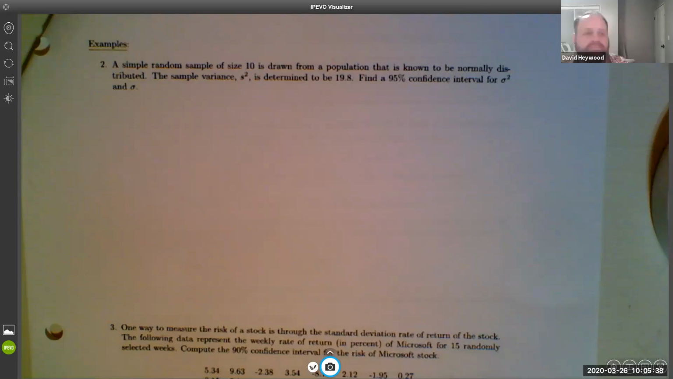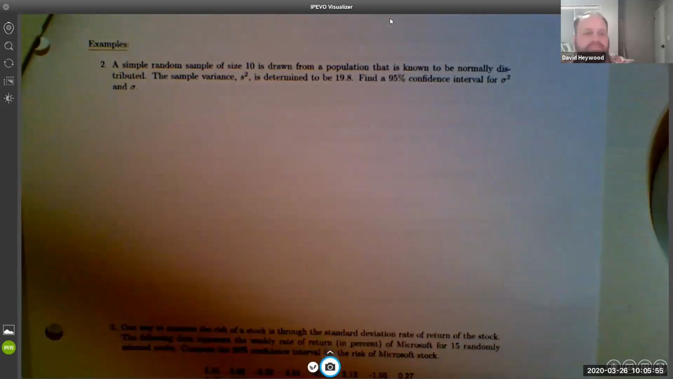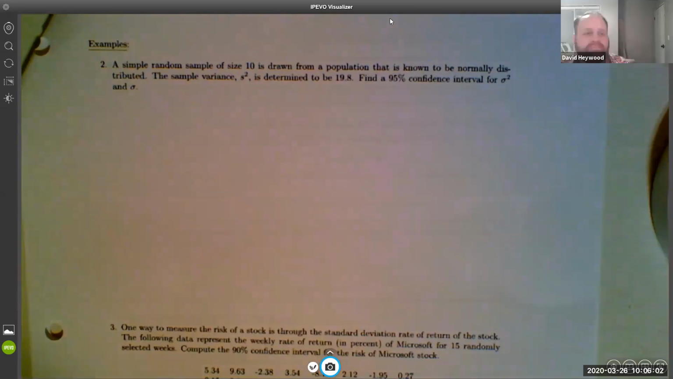Okay, I failed to mention this on the previous page, but it's good that they're telling us. They're saying we have a simple random sample of size 10, drawn from a population that's normally distributed. We have to have that condition. The underlying population has to be normally distributed. Otherwise, we can't construct the interval, and it doesn't even matter how large the sample size is. In order to construct this confidence interval, we have to have a population that's normally distributed.